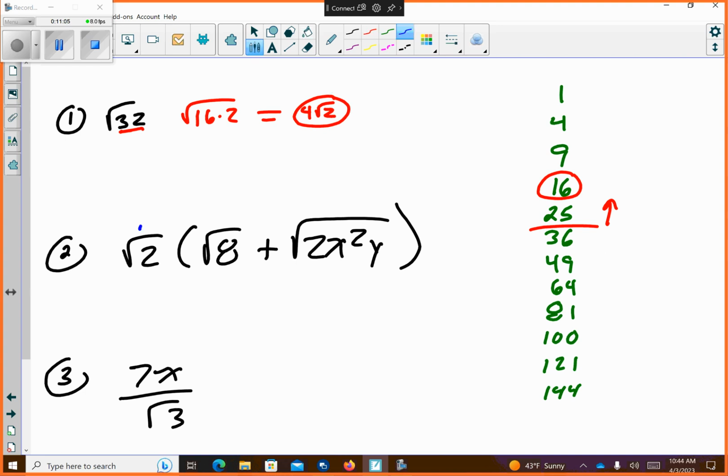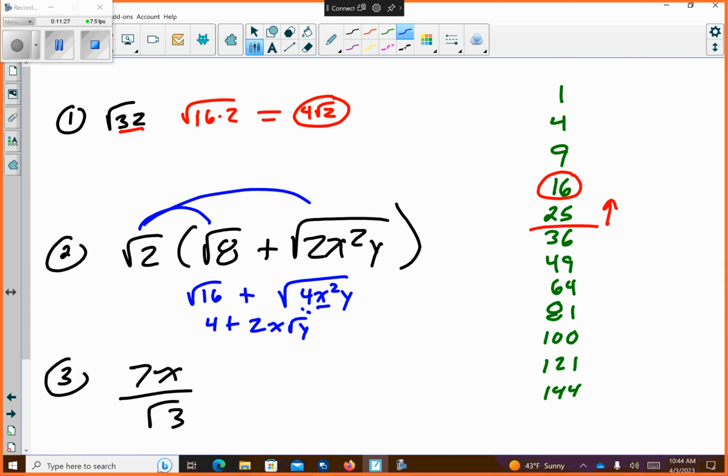Second problem, I'm going to distribute. So I get root 16 here, and I get root 4x squared y there. Does that make sense? Square root of 16 is 4. The square root of 4 is 2. The square root of x squared is x. And then I have a y at the end, root y at the end. Okay?